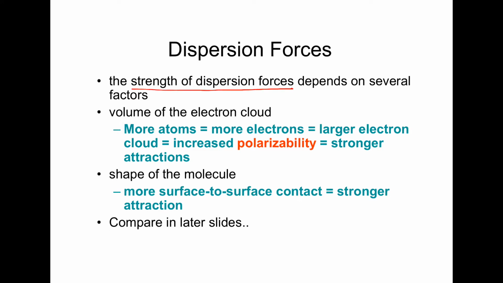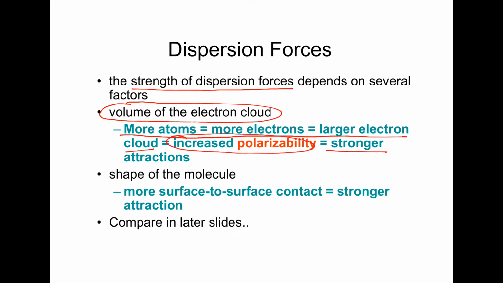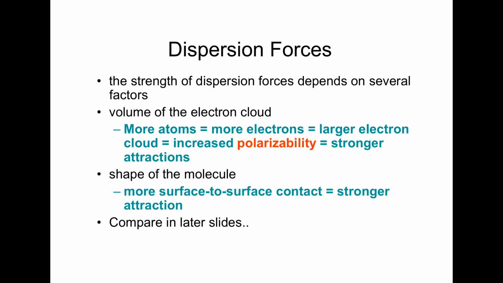So any molecule can have dispersion forces, but some molecules will have stronger dispersion forces than others, and it depends on a couple things. The first one is the volume of the electron cloud. If there are more atoms, that means more electrons in your molecule and a larger electron cloud. That means that you can get more of a mismatch, and that means stronger attractions. The other thing that influences the strength of a dispersion force is the shape of the molecule. If there's more surface-to-surface contact between the molecules, the attractions are going to be stronger. Now these are both things that we're going to talk about in some later slides when we can show some data.